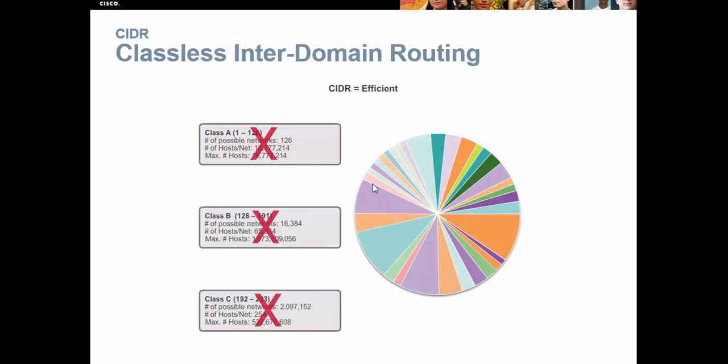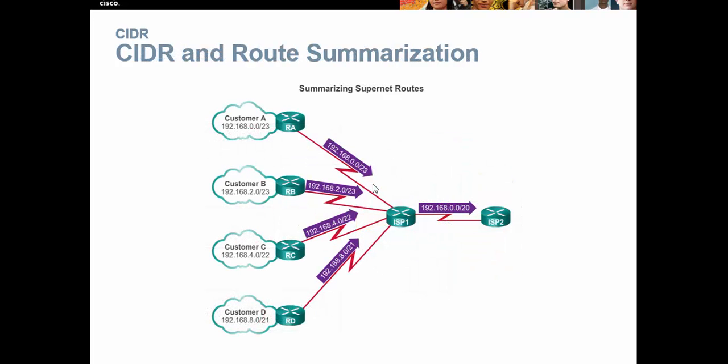With CIDR, we have classless inter-domain routing, and this is going to allow us to have less waste in our IP addressing. With CIDR, we're going to have route summarizations. We have our different subnets divided out. This example here, we have our different customers. They each have their own subnet. However, when it gets to the ISP router, it can be summarized into one larger route to go to the next router.